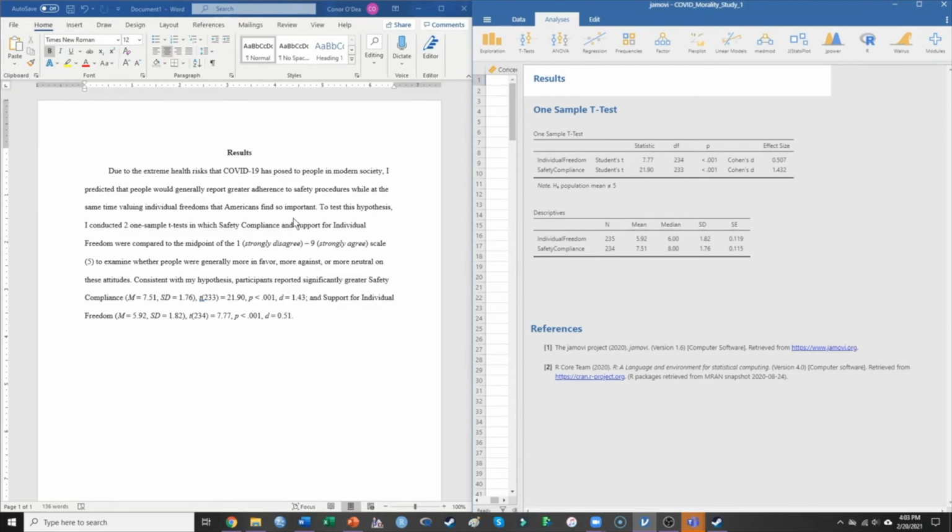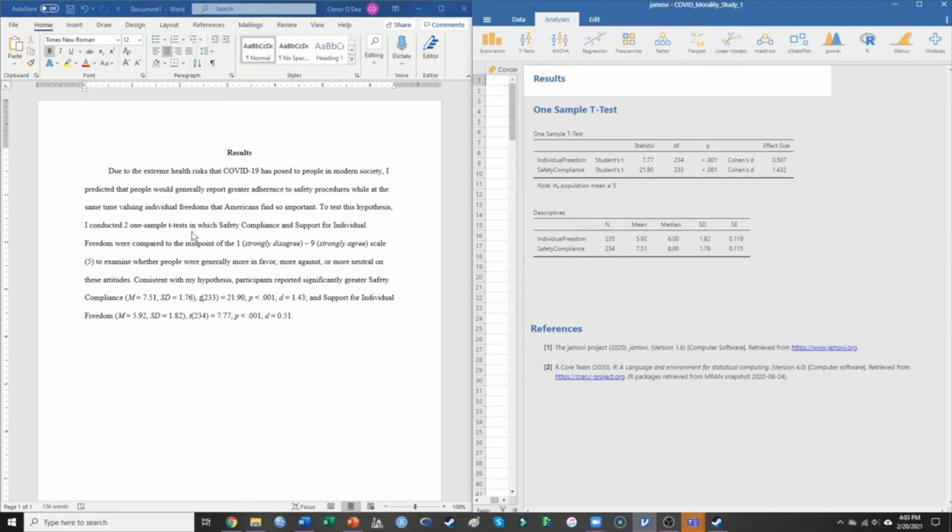But again, you want to start out with your hypotheses. Even though you've already said them in your intro, you want to remind your reader at all stages of your paper. That way they don't forget and they don't have to look back. You always want to help your reader out to understand this. The next thing you do is tell the reader how you're going to test that hypothesis. So to test this hypothesis, I conducted two one-sample t-tests. So we did it all at once, but these are actually two separate tests over here.